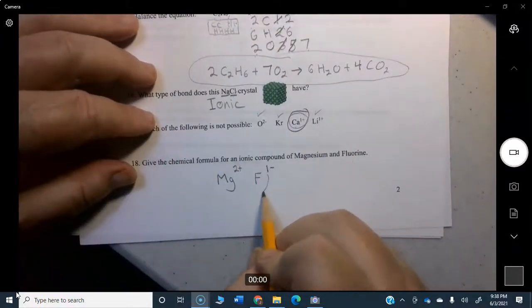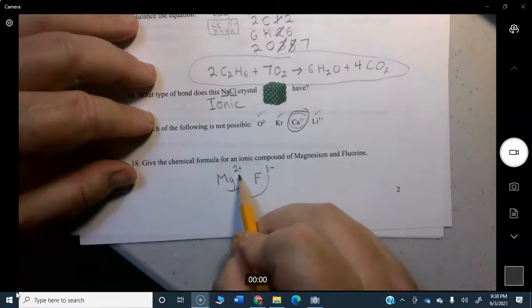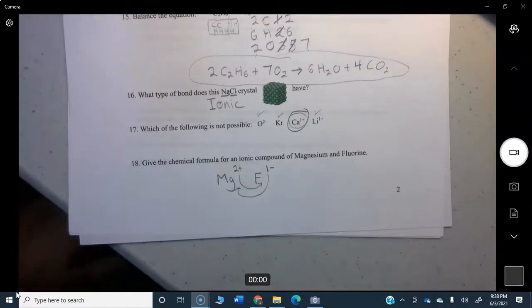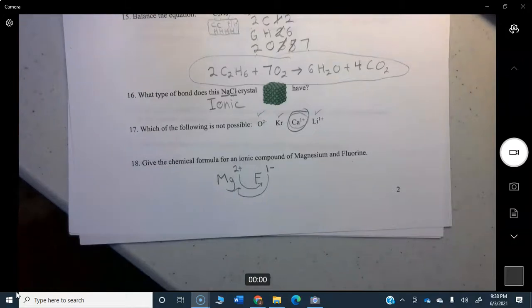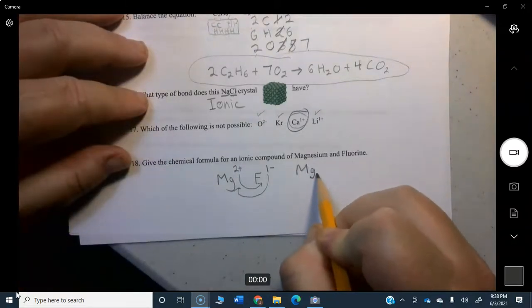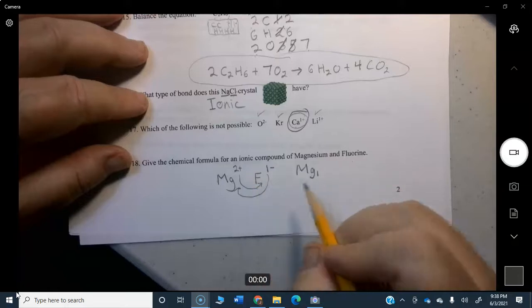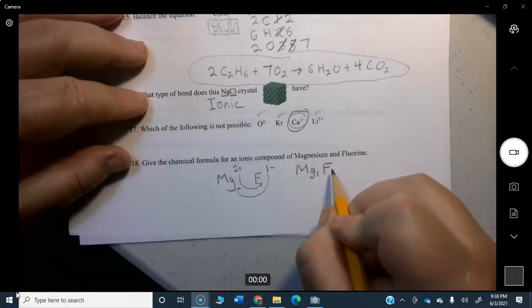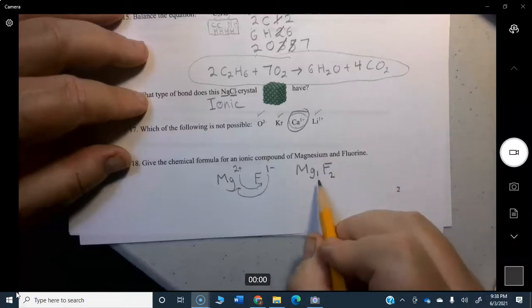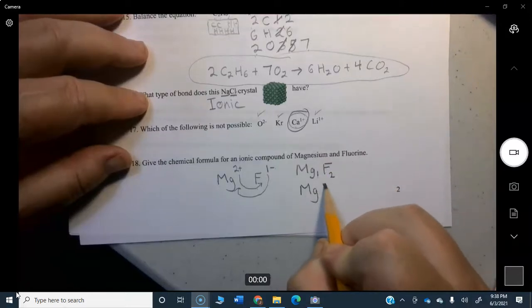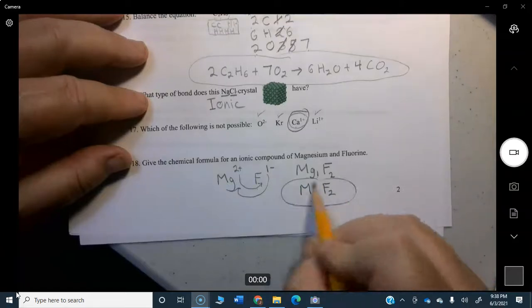So what we do is we do the crossing arrows. Well, they don't really cross, but they go like that. So that's going to be the subscripts there. Magnesium is going to have a subscript of 1. Fluorine is going to have a subscript of 2. You get rid of the negative signs, by the way. And of course, the subscript of 1, you don't write it. So it's just MgF2. And that's the answer.